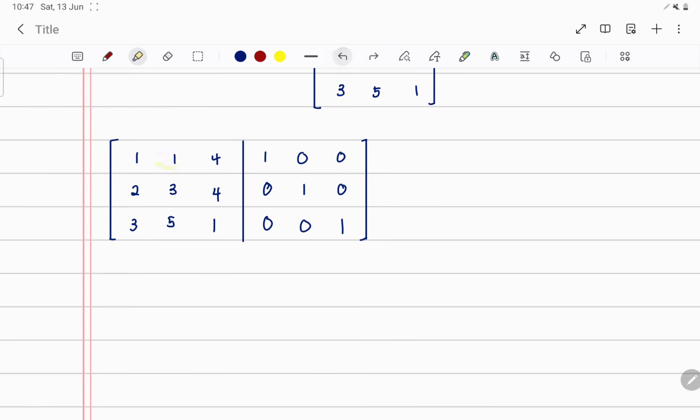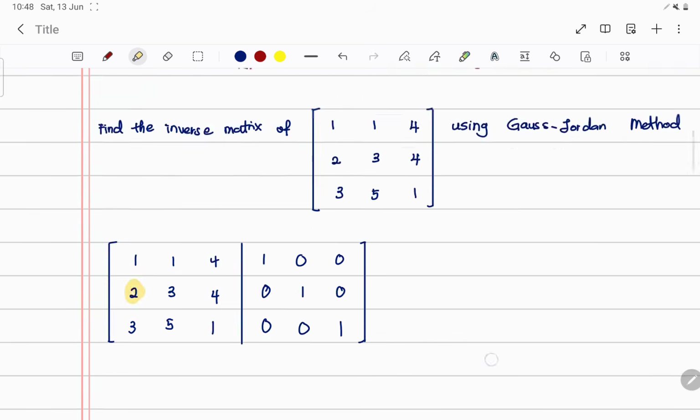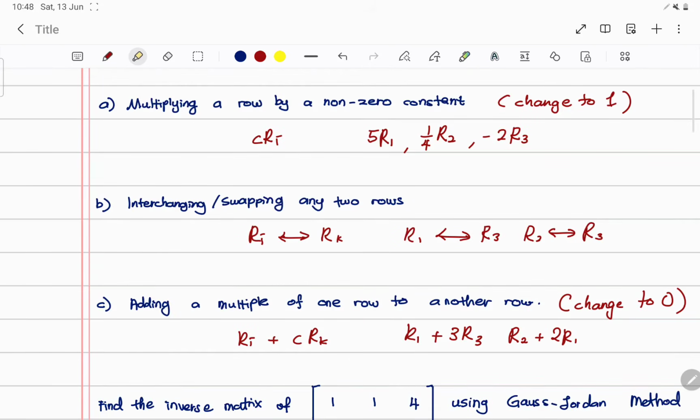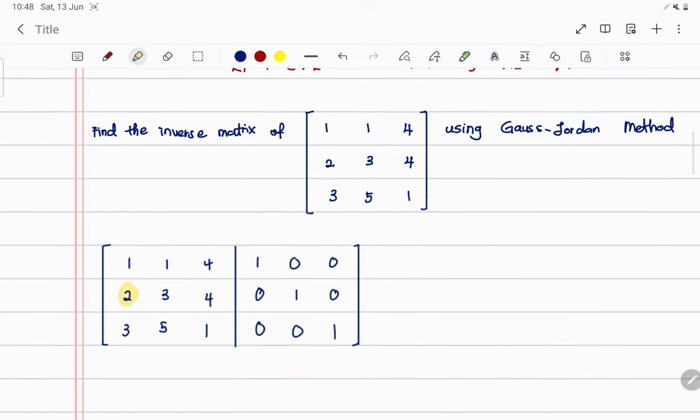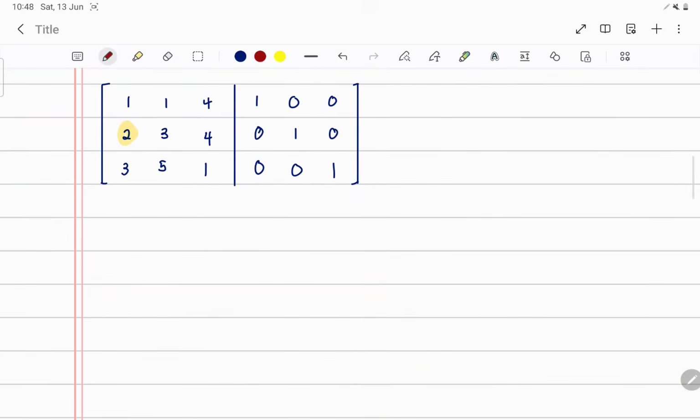in order for us to change 2 to 0, okay, we have to see the rules that we have here. Which is to change to 0, we have to use the third rule, okay, which is Ri plus CRK. Easier for you to understand. If you see number 2 here, right? So 2 plus with what? You're going to get equal to 0. It is negative 2, right?